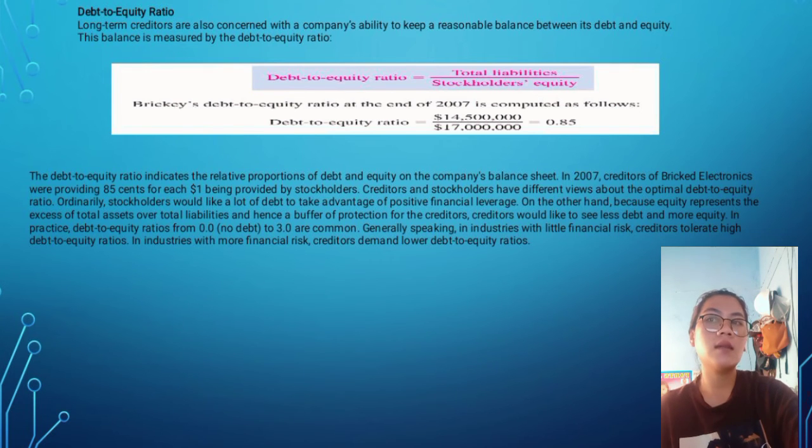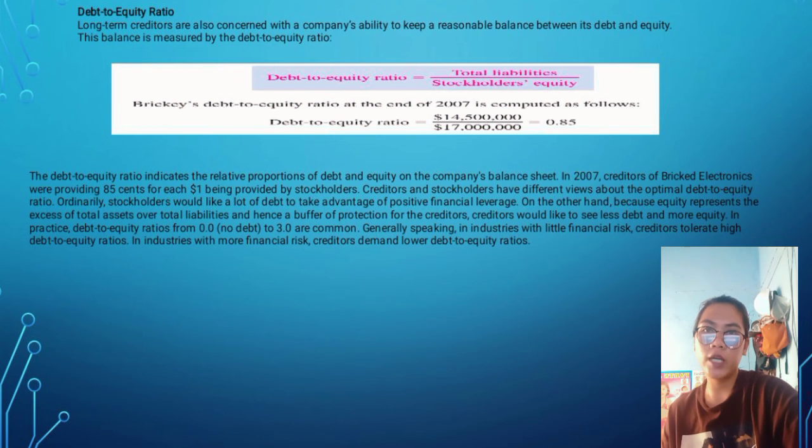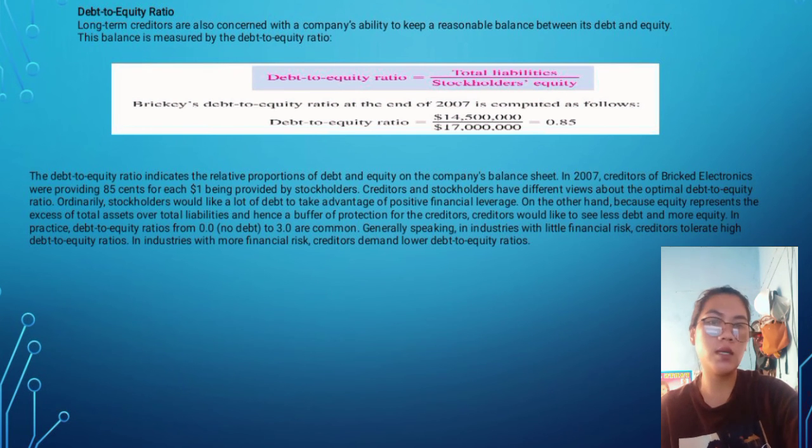In practice, debt to equity ratios from 0.0 to 3.0 are common. Generally speaking, in industries with little financial risk, creditors tolerate high debt to equity ratios. In industries with more financial risk, creditors demand lower debt to equity ratios.